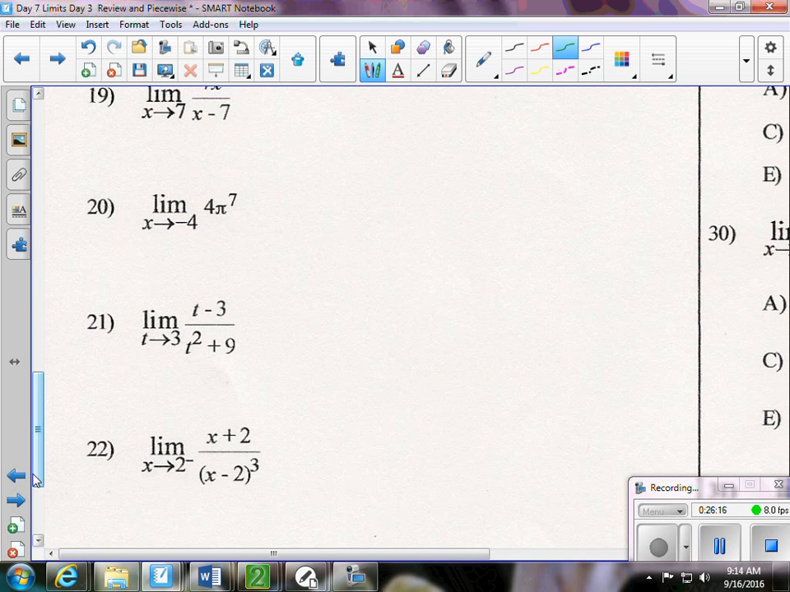does y equals 4 pi to the 7th look like? Y equals 4 pi to the 7th. It's fine, right? What does y equal no matter what x is? 4 pi to the 7th. Anytime you take the limit of a number that doesn't change, there's no x's in it, it's just a horizontal line. And when you take the limit, it doesn't matter what x is approaching. That limit's always going to be that constant.